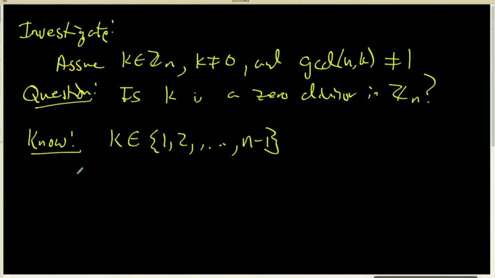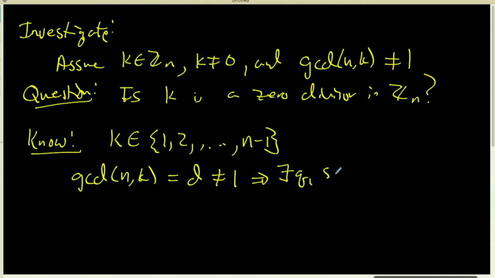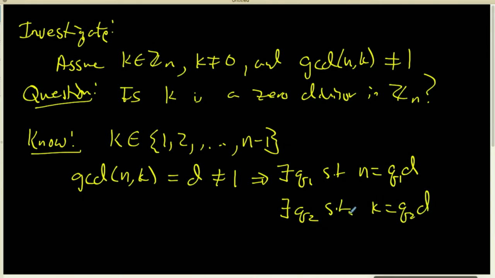And the fact that the GCD of n and k, which I'm going to call d, is not equal to 1 says two things. First of all, there exists a Q1 such that n is equal to Q1 times d, and there exists a Q2 such that k is equal to Q2 times d. That's what the definition of a greatest common divisor is; it's part of the definition, the definition of a common divisor.